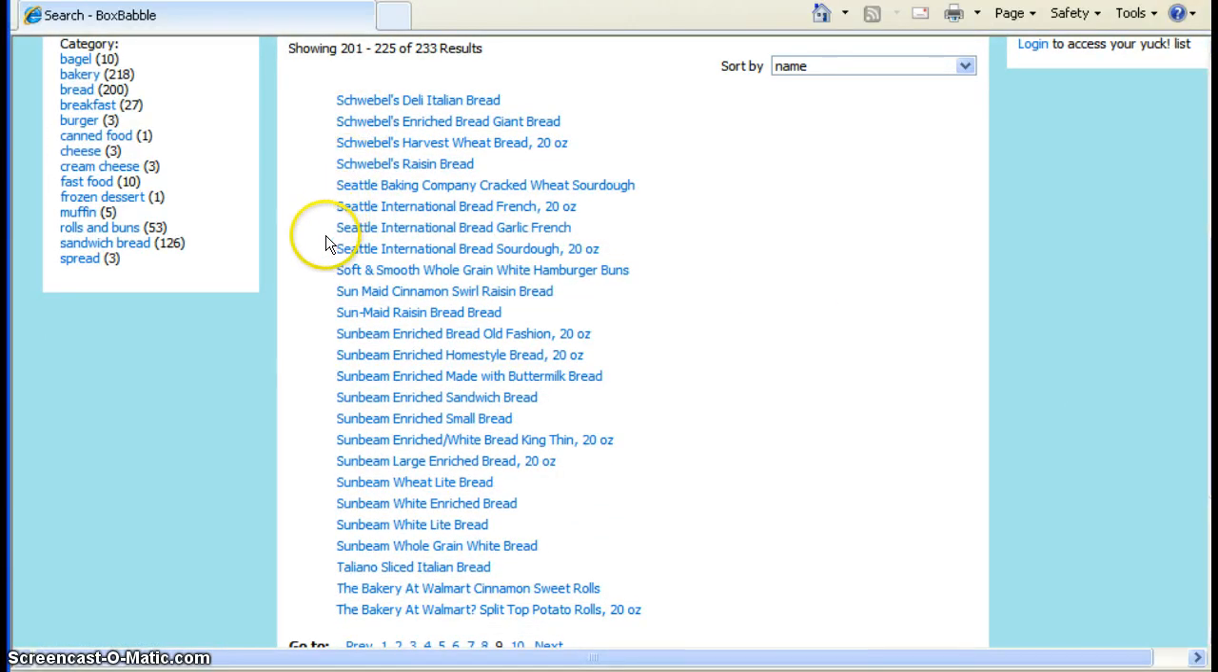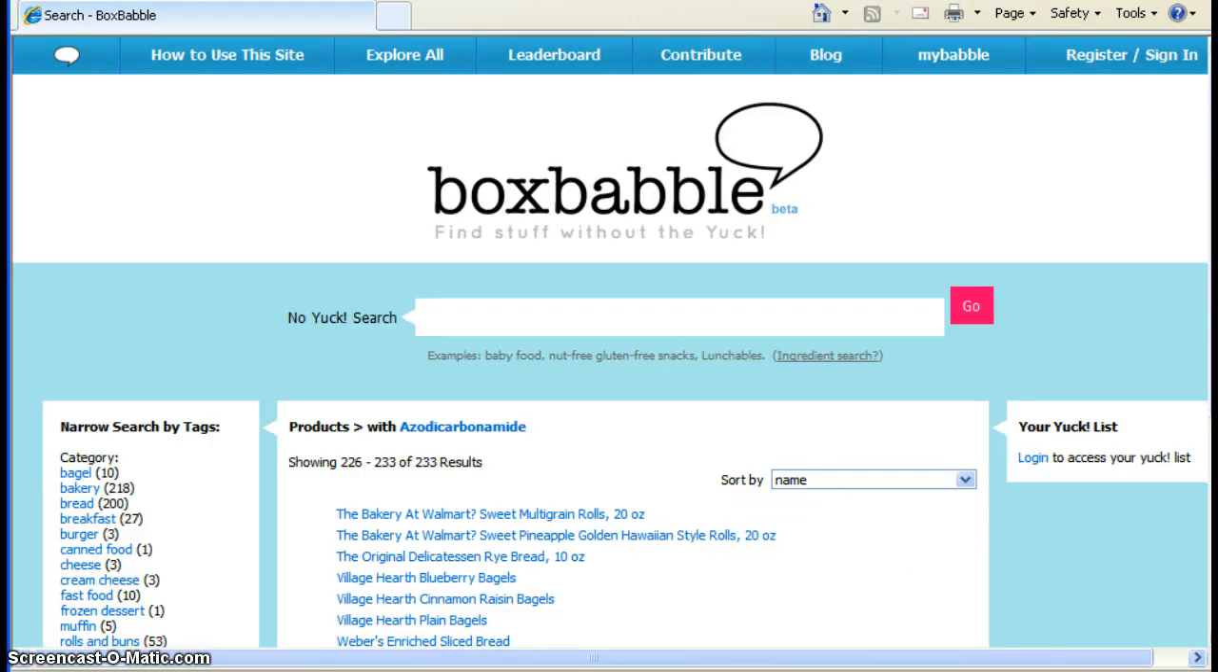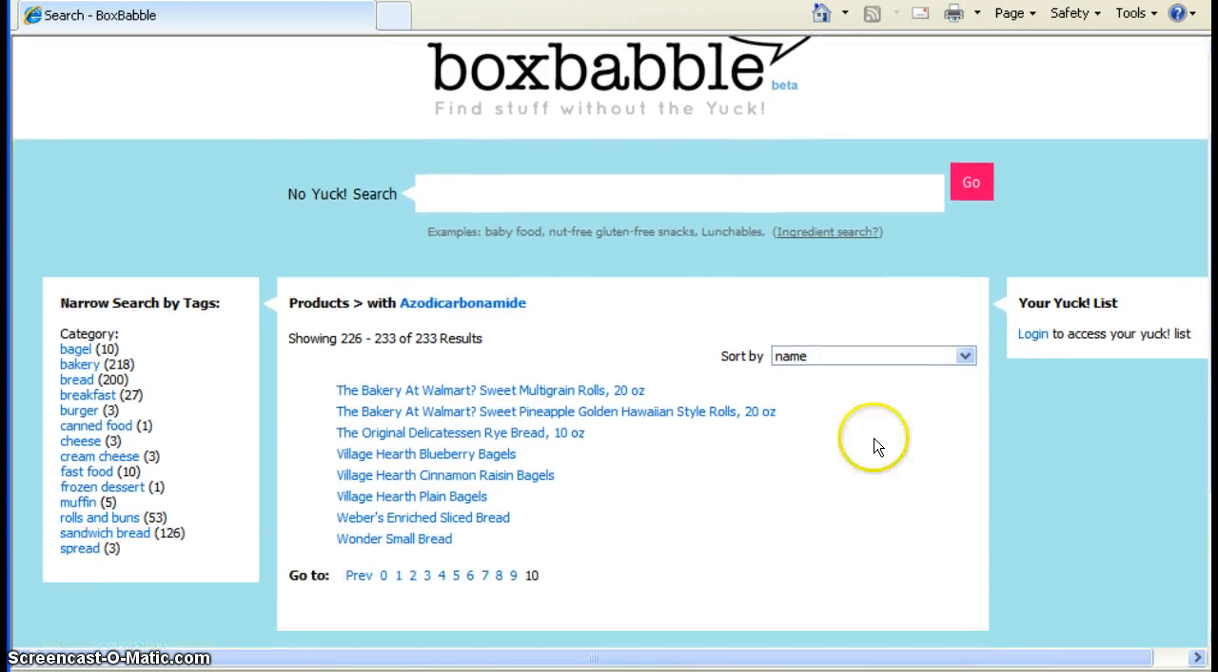Don't know these brands here. Sunmade, yep, heard of that one. Sunmade cinnamon swirl raisin bread, and their raisin bread. Oop, the bakery at Walmart. Cinnamon sweet rolls, split top potato rolls. Still going to Walmart. Sweet multigrain rolls, sweet pineapple Golden Hawaiian style rolls. And then of course we have some Wonder small bread.